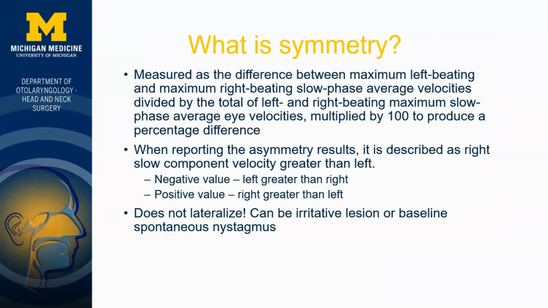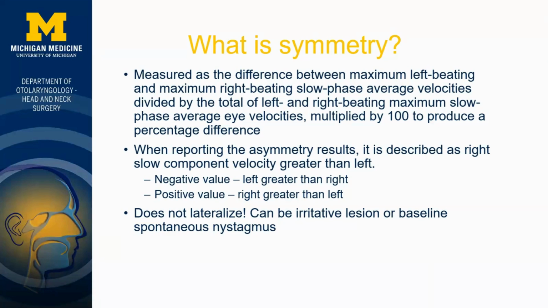Symmetry is also relatively easy to understand. Symmetry is the difference between the max left beating and the max right beating slow phase average velocities. So this is just a measurement between right nystagmus and left nystagmus. When you report the asymmetry results, you would describe it as a right slow component velocity greater than left or left greater than right. And these traces are in the same order as the V&G tracings. So towards the top of the graph is right, towards the bottom is left.